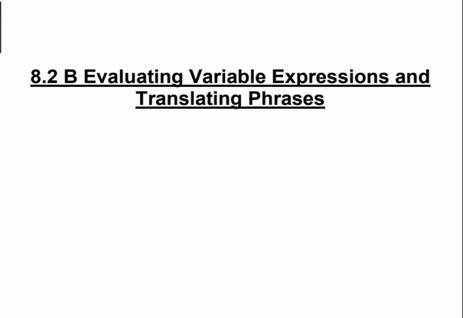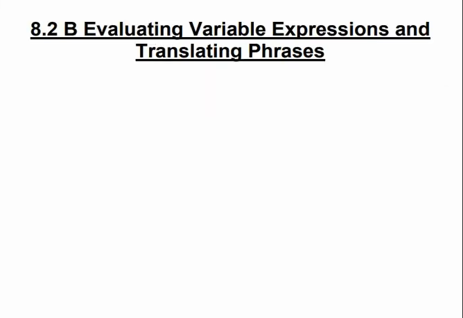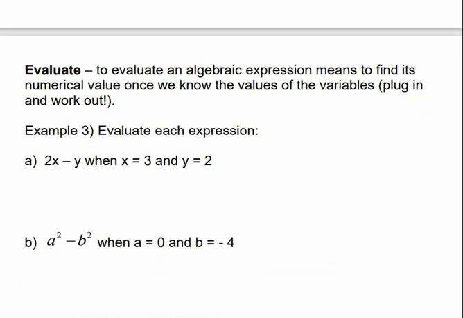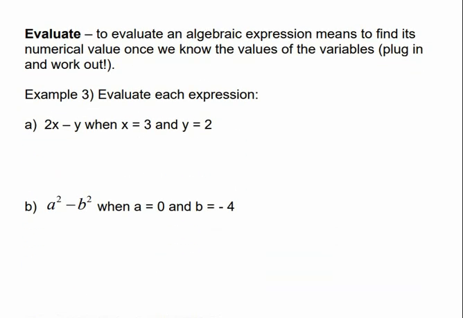This is 8.2b, evaluating variable expressions and translating phrases. To evaluate an algebraic expression means to find its numerical value once we know the values of the variables. So basically, we're going to have an expression and some variables, and we just take those variables, plug them into the expression, and simplify.